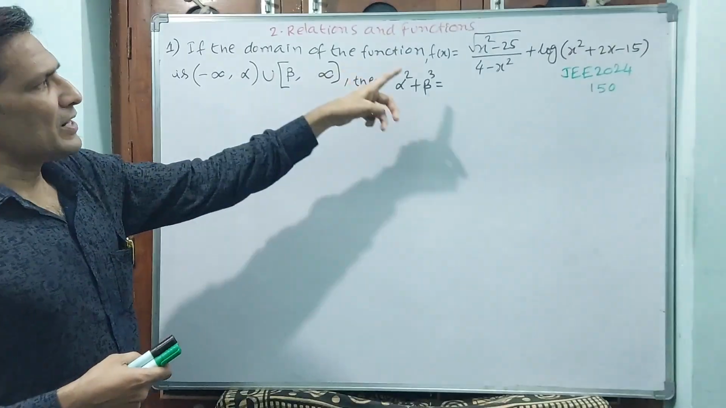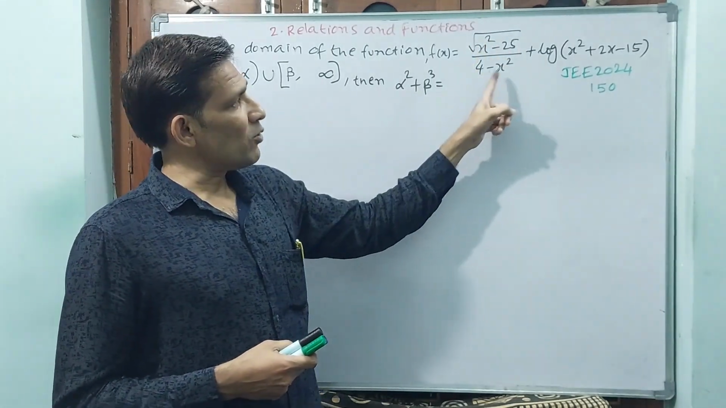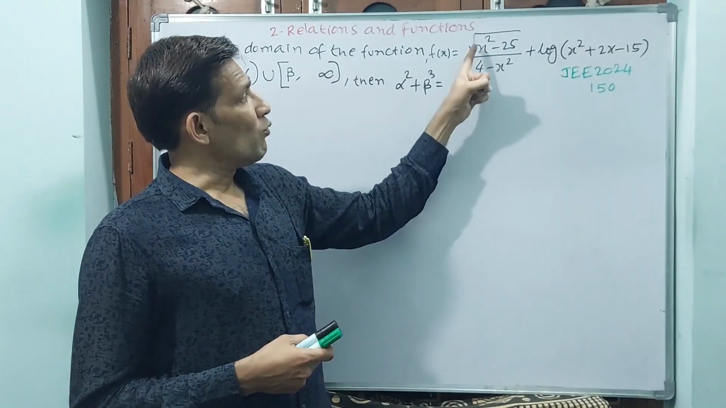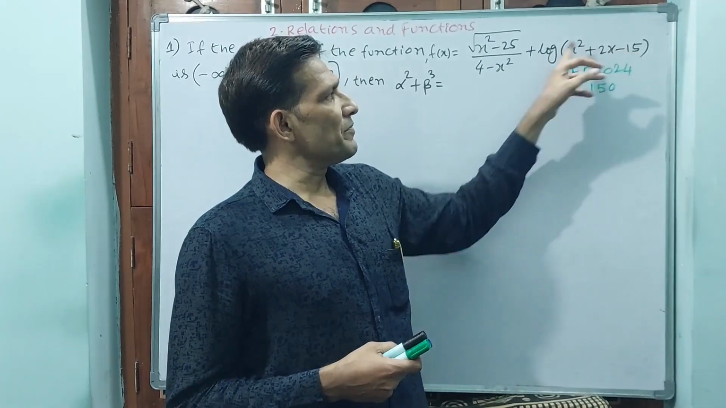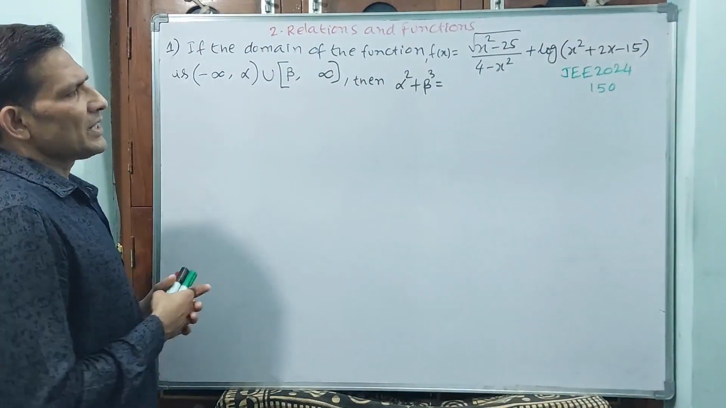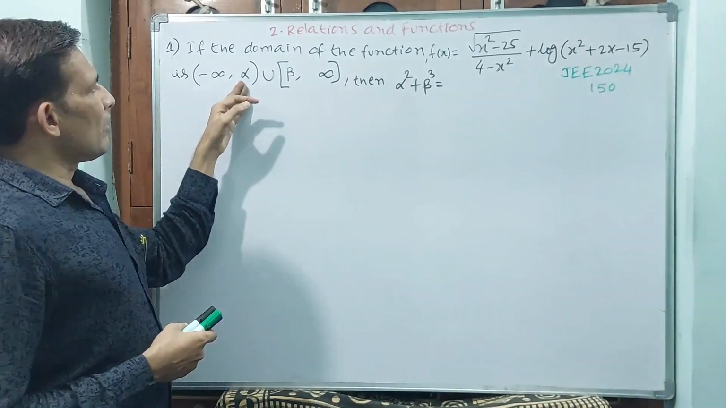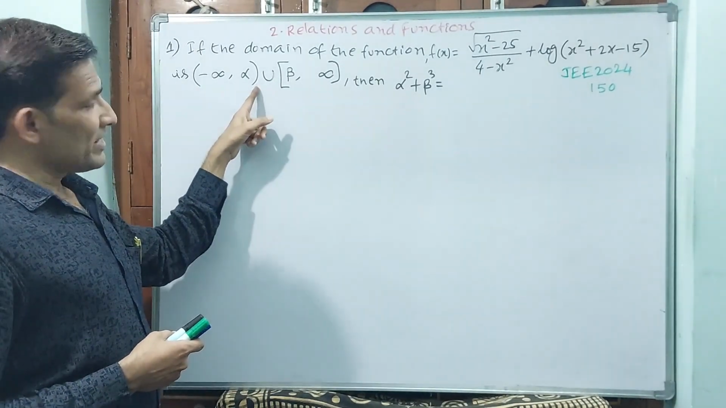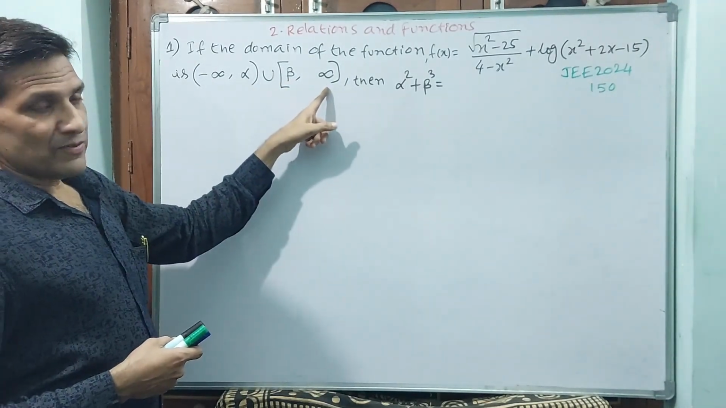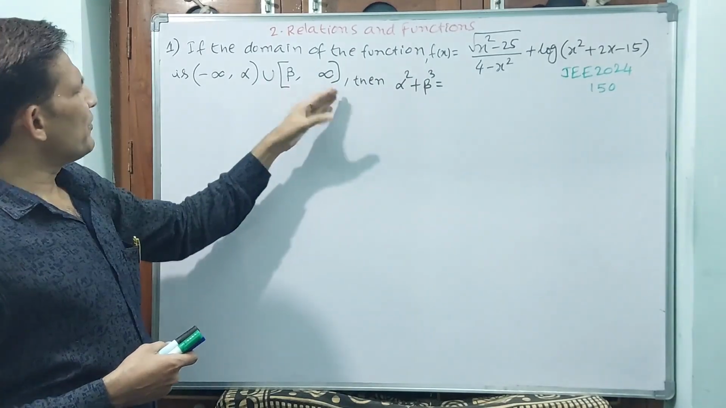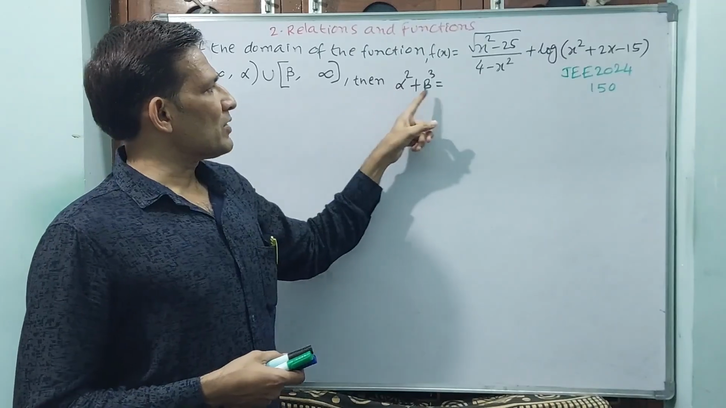Now see the relation functions question. If the domain of the function f of x is equal to square root of x square minus 25, divided by 4 minus x square. See, this doesn't have a root, only the numerator is having a square root. Plus log of x square plus 2x minus 15 to the base e, nothing means base e, is minus infinity to alpha, see, this is alpha, open interval, union beta to plus infinity, but beta is a closed interval. Infinity is always an open interval. Then what is the value of alpha square plus beta cube?